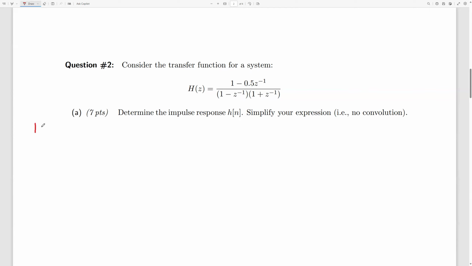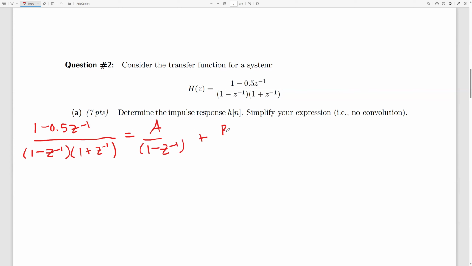You'll say this is (1 - 0.5 z^-1) over (1 - z^-1)(1 + z^-1). And you need to get to a point where it splits apart and you can take the inverse transform very easily to get the impulse response. So this will be A over (1 - z^-1) plus B over (1 + z^-1). Okay.